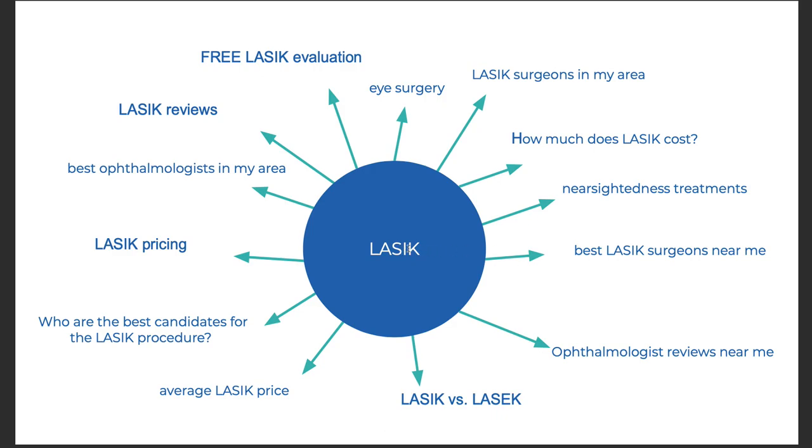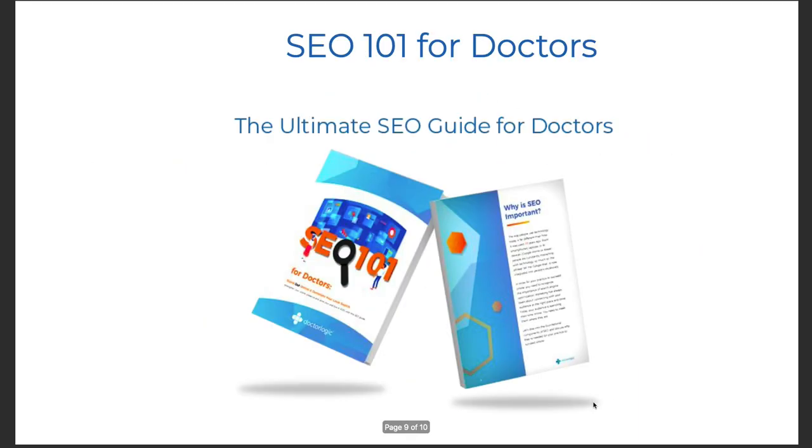So take this procedure like LASIK. Look at all the ways that someone might search for LASIK, whether they're very generic in their search, they're just typing in eye surgery, or maybe they're further down the buying funnel and they're looking for cost or pricing information. Or maybe they're wanting to know who are the best candidates. What's the difference between LASIK and LASIK, right? There are so many ways that someone might search for this procedure, and your goal is to get found for as many keyword patterns as possible.